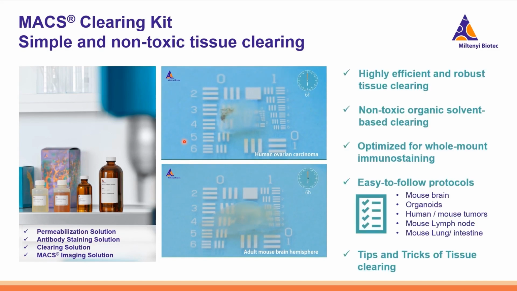Max Clearing Kit is highly efficient and robust tissue clearing. It is non-toxic organic solvent-based clearing. Max Clearing Kit is optimized for the whole mount staining, and we have also already published several validated protocols for different applications. For example, we have protocols for mouse brain, for organoids, human and mouse tumors, mouse lymph node, mouse lung, and intestine.